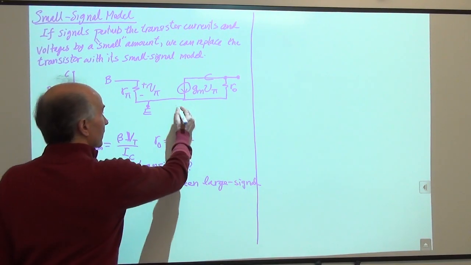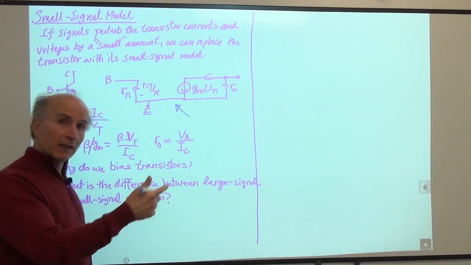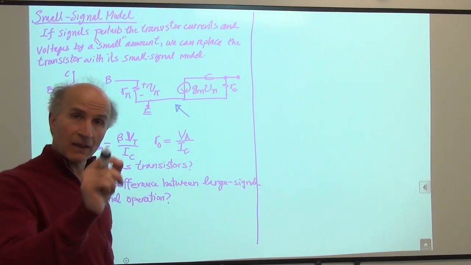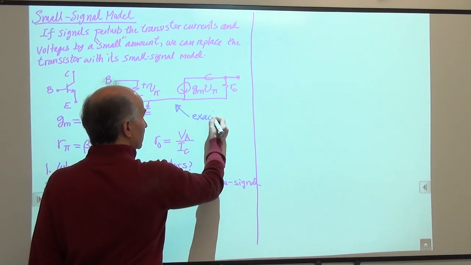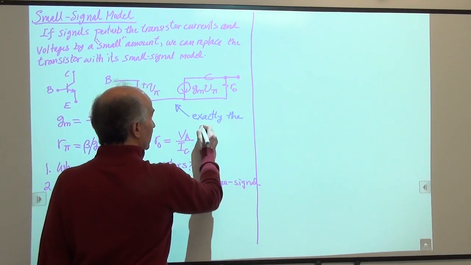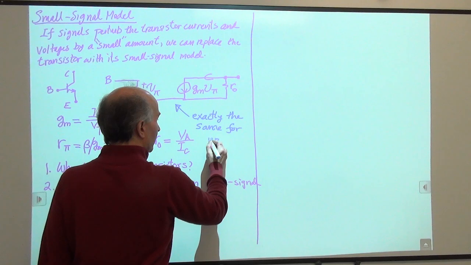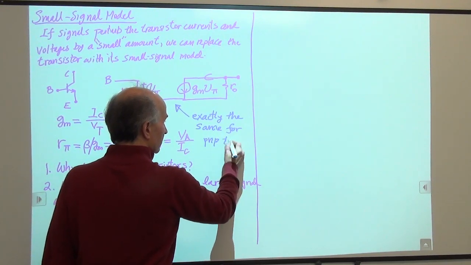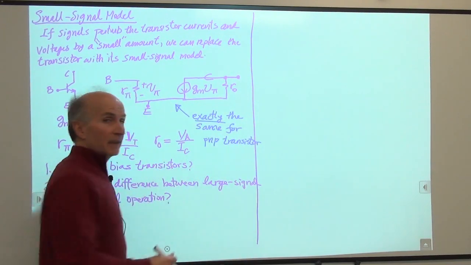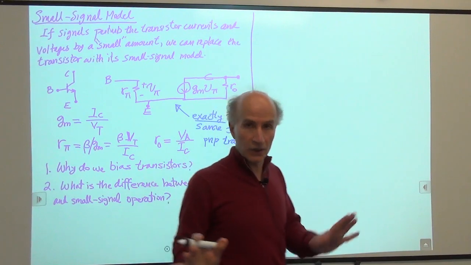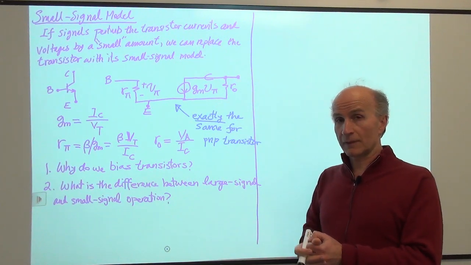Okay, so the small signal model that I have shown here for the NPN transistor is exactly the same for the PNP transistor. So I'm going to write exactly the same for PNP transistors. When I say exactly, I mean literally exactly. There's no negotiation. It's the same exact model that can replace a PNP device in small signal analysis.